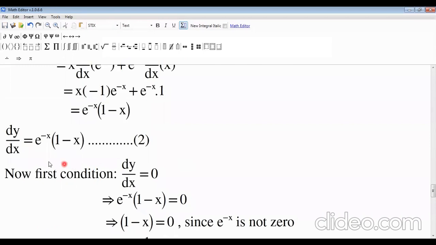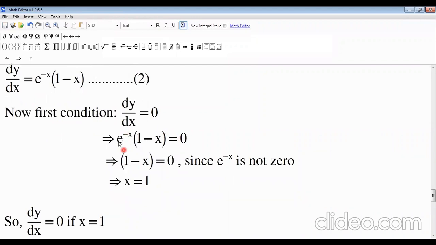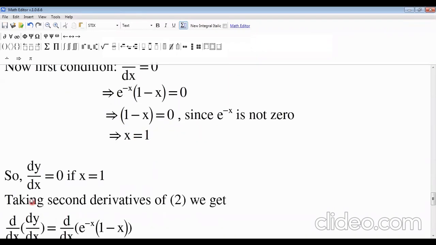Now, using the first condition for an inflection point, the first derivative will be 0. We are finding at which point the first derivative is 0. That means e to the power minus x times (1 minus x) equals 0, since dy/dx equals e to the power minus x times (1 minus x). So we can write 1 minus x equals 0, because e to the power minus x can never be 0 for any real number x. Dividing by e to the power minus x on both sides, we get 1 minus x equals 0, so x equals 1. So the first derivative is 0 for x equals 1.